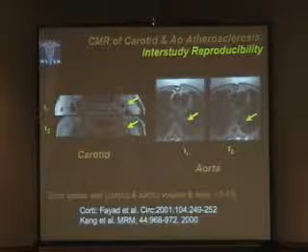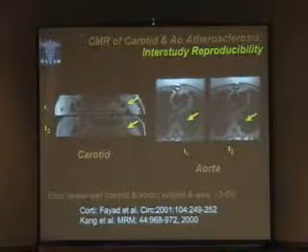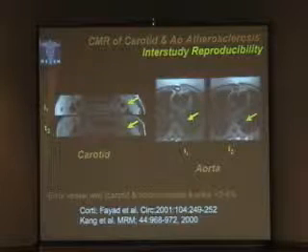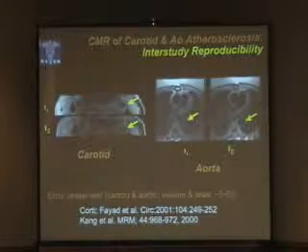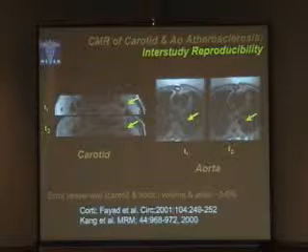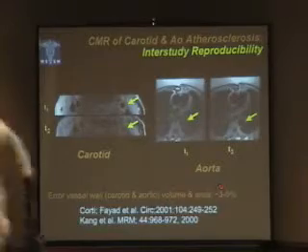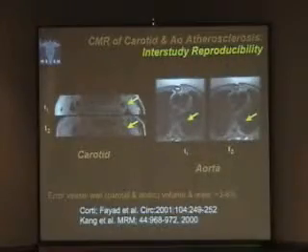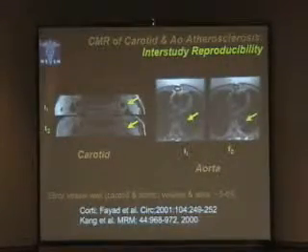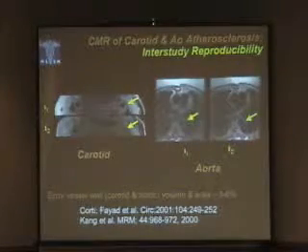One of the most important things about the technique is the reproducibility of the methodology, because obviously in the setting of subclinical disease and repeat study, it's very important that you can do this with a lot of accuracy, with measurement of volume or area variation of less than 5%. And this can be done in both the carotid and the aorta, as I just mentioned.